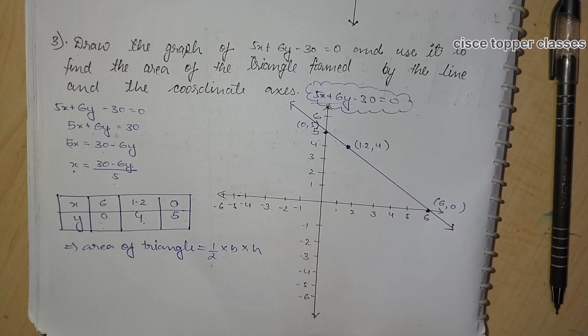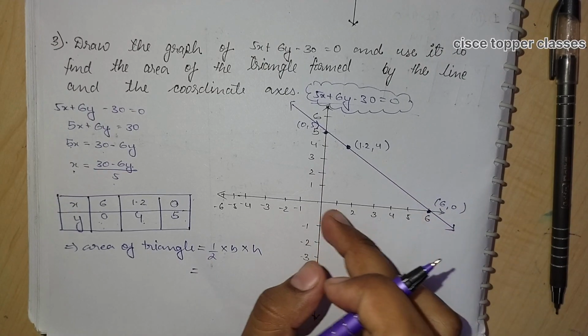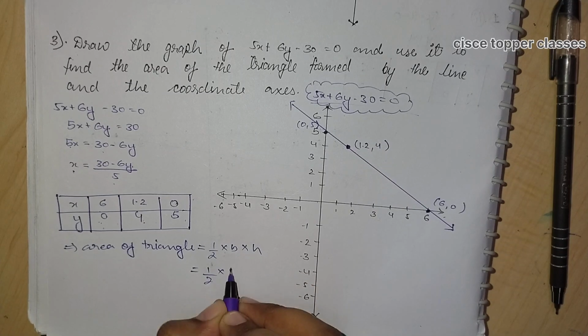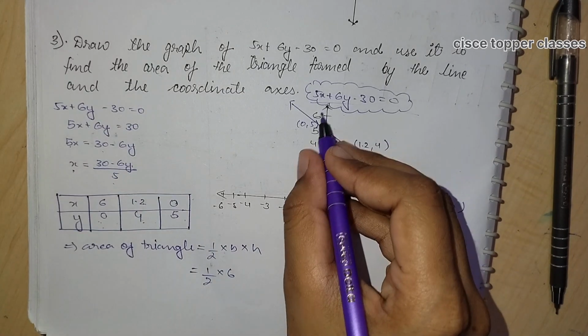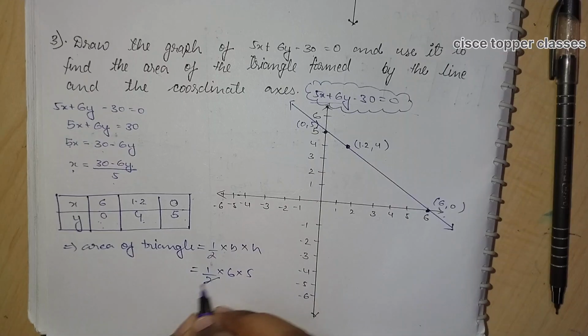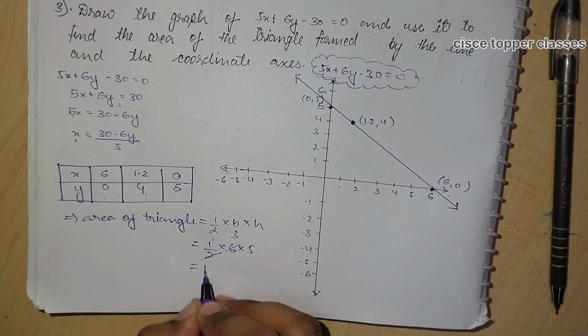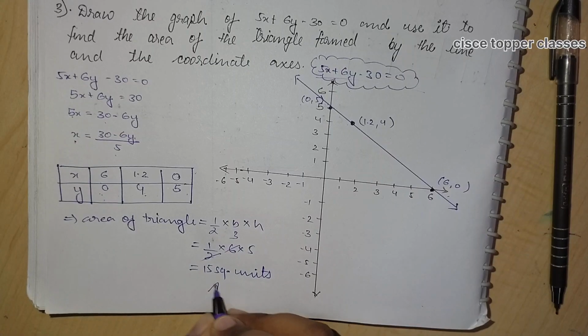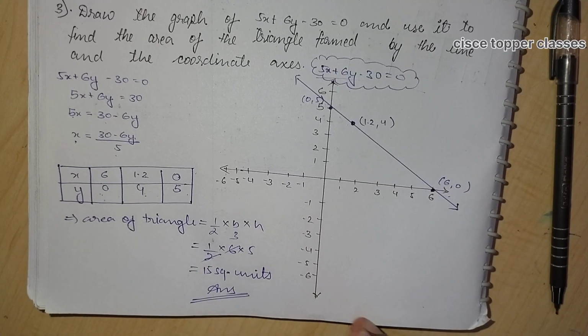Base, we can find the units here. So base has 1, 2, 3, 4, 5, 6 units here. So base will be 6 and height will be 5. This is the coordinate of height, so this will be 5 units. We will cancel this out, which means 15 square units is the area of the triangle in this question. So this is the final answer of question number 3.